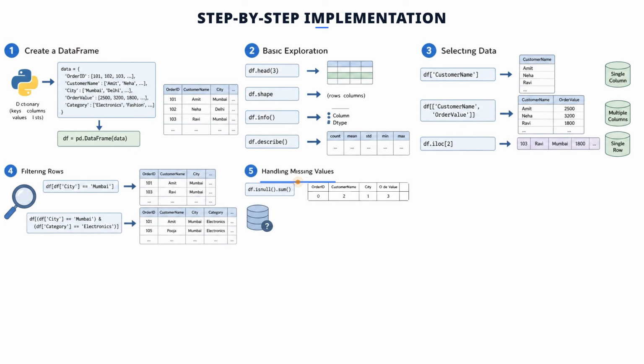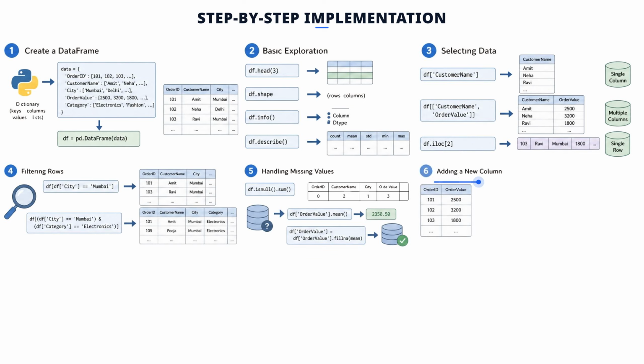First, we count how many blanks we have using df.isnull().sum(). Now, deleting rows with missing data is dangerous because you lose valuable information. A better approach is to calculate the average or mean of that specific column. Then, you use the fillna method to replace the missing NaN values with this average, safely maintaining the integrity of your dataset.